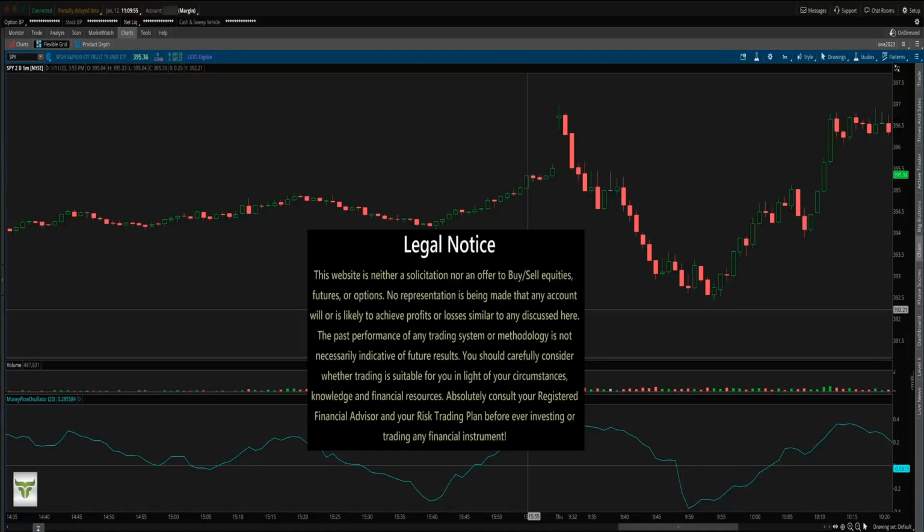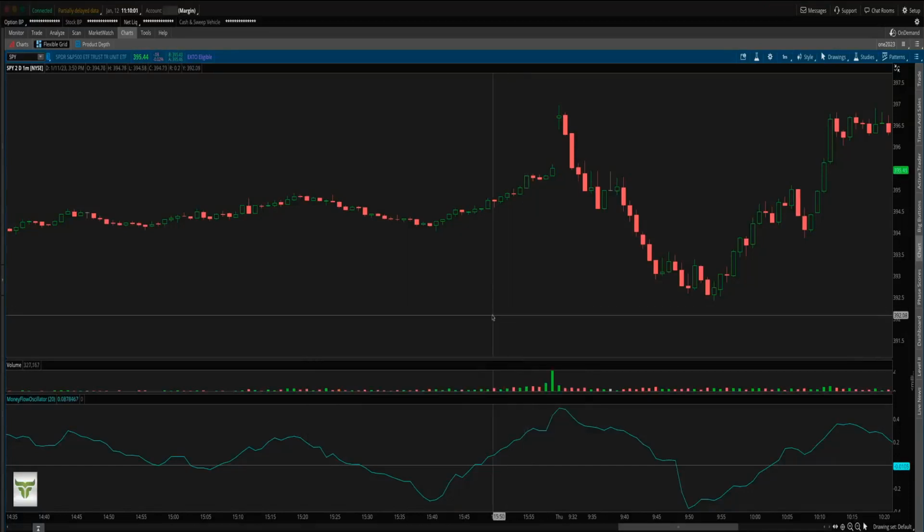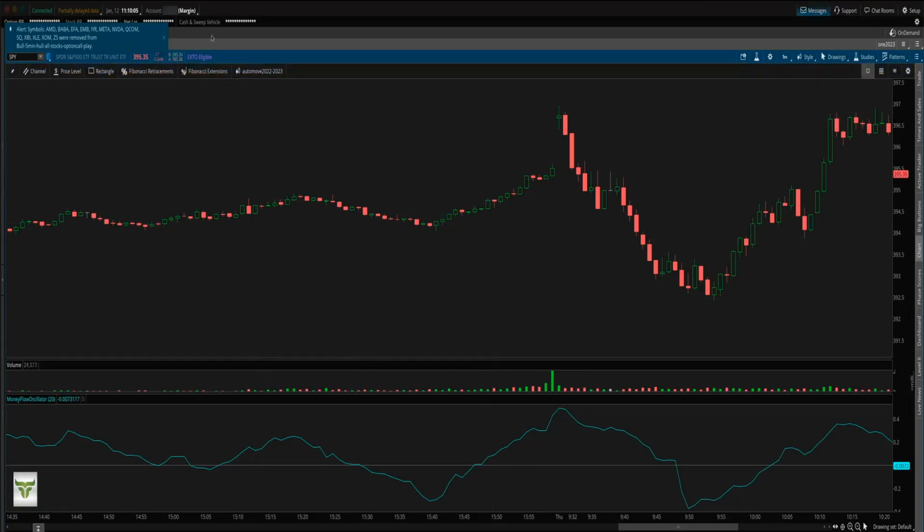Double P here. So in this trading session, I tagged the SPY. It was a little bit of a tricky trade to navigate. So let's kind of get into it.